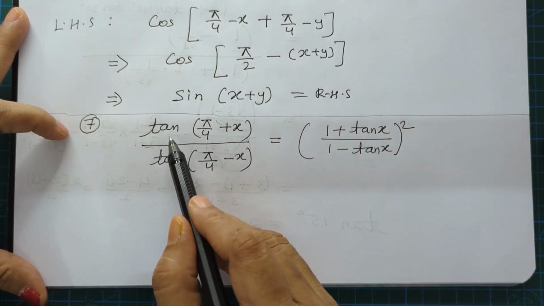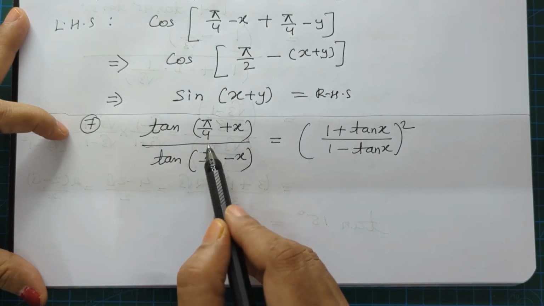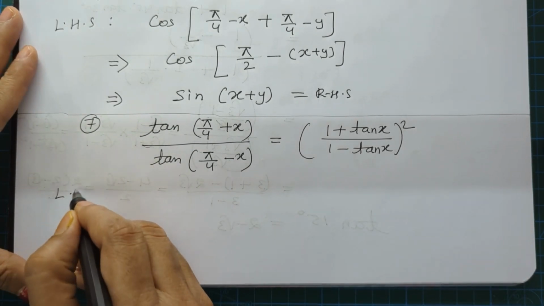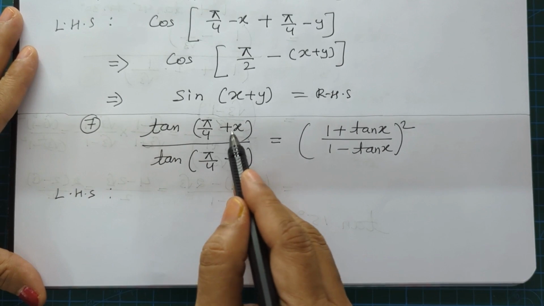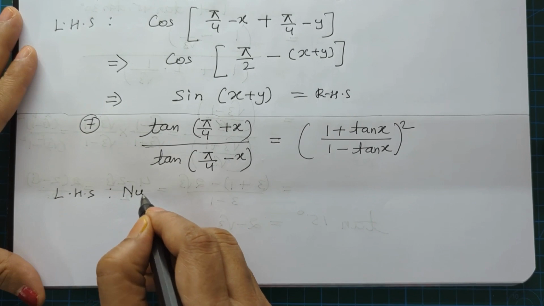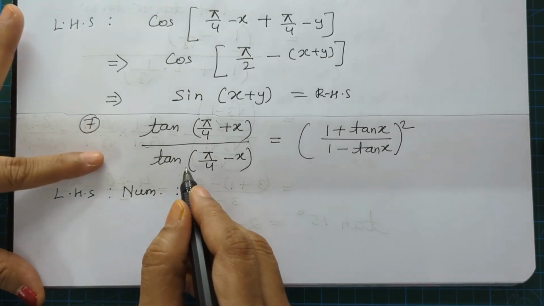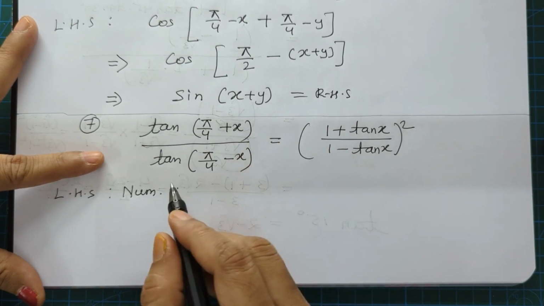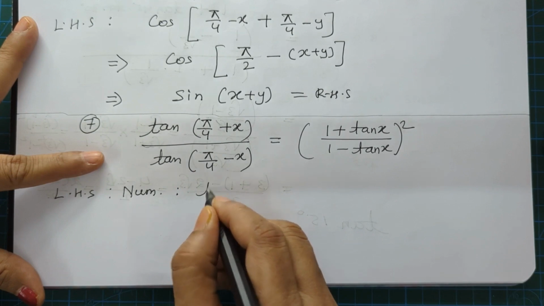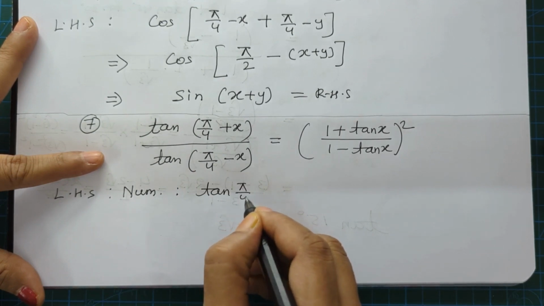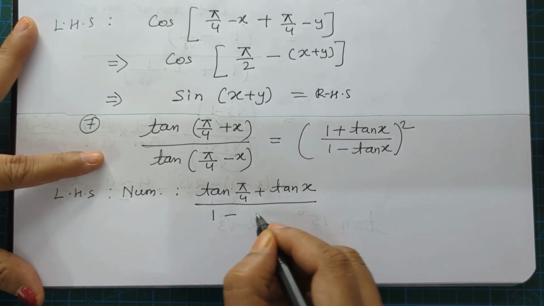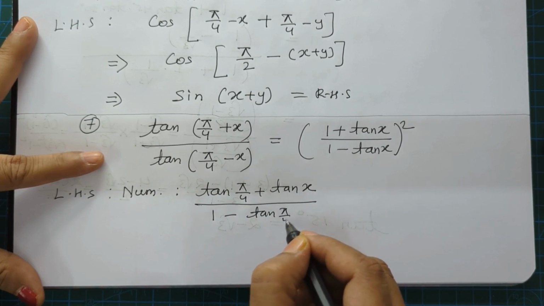Question number 7. We have to prove that tan of pi by 4 plus x divided by tan of pi by 4 minus x is equal to this expression. We will start from the left hand side. This is an application of tan of A plus B and tan of A minus B. In the left hand side, first I will simplify the numerator and then the denominator, then I will divide them. The numerator is tan of A plus B, which is tan A plus tan B divided by 1 minus tan A times tan B.